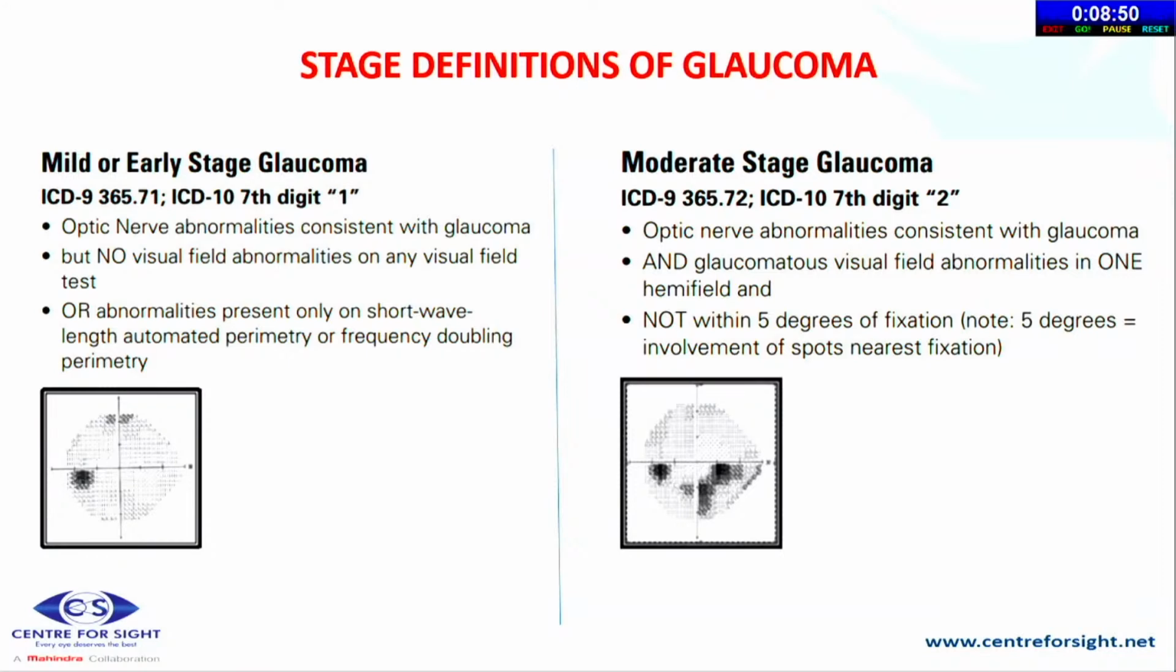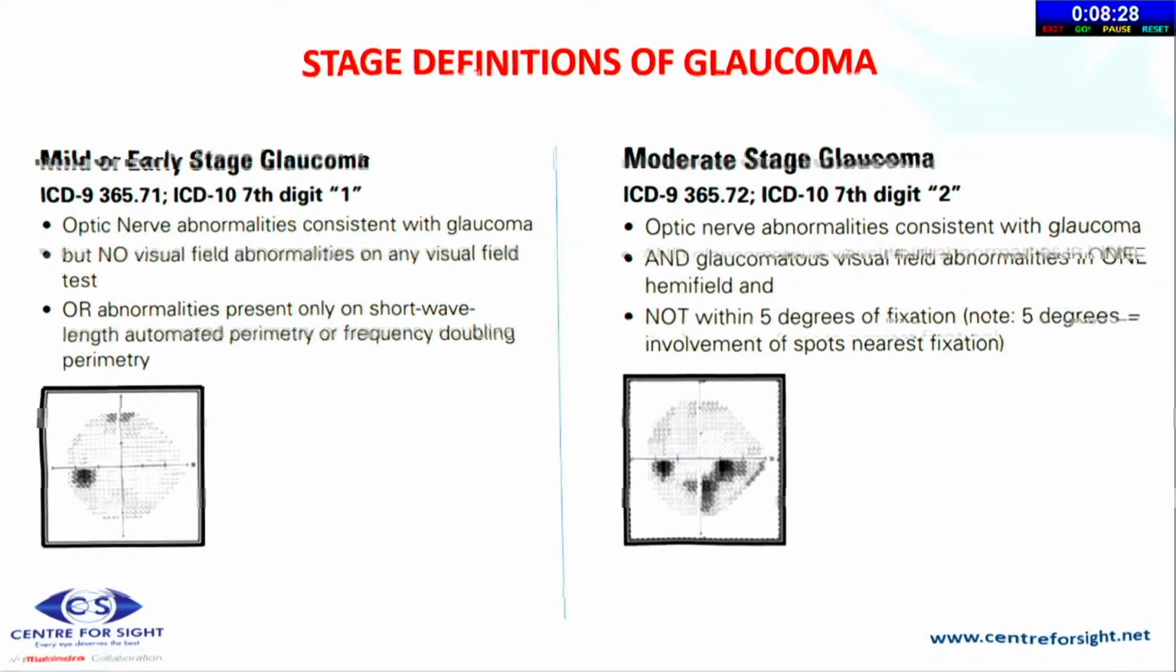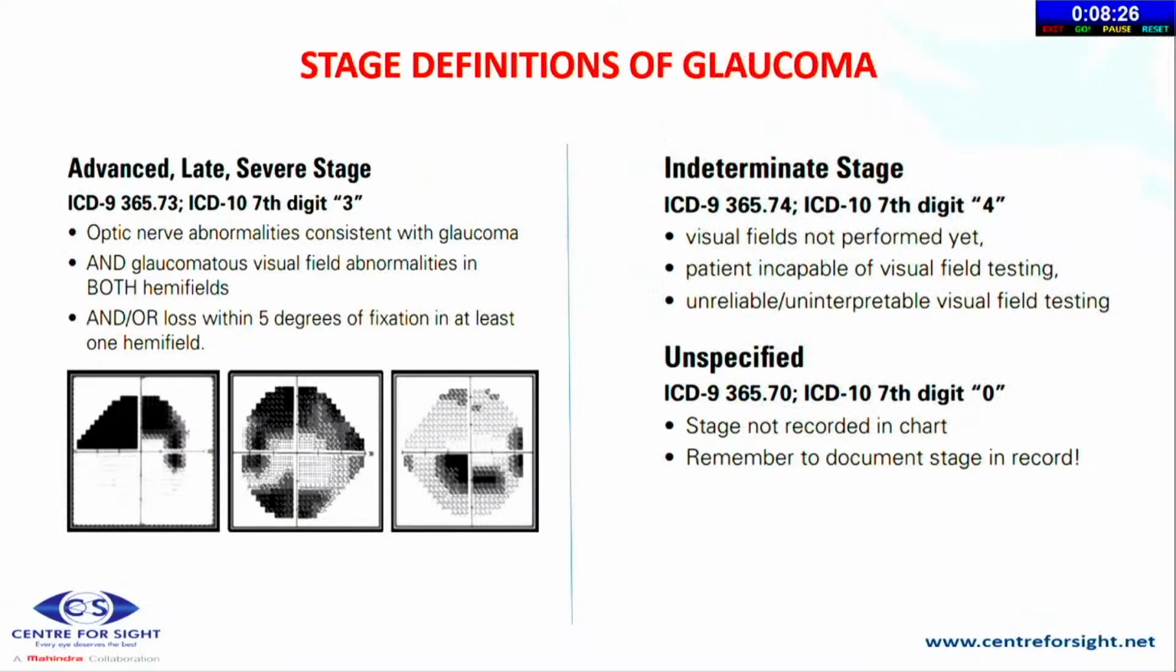Stages, you have mild to moderate glaucomas where there is optic nerve abnormality but no visual field damage, or we can see damage only on SWAP or FDP. Moderate stage glaucoma where you have optic nerve head damage, you have glaucomatous damage but only in one hemifield and not within the 5 degrees of fixation. Then you have advanced, late or severe stage where you have all three.